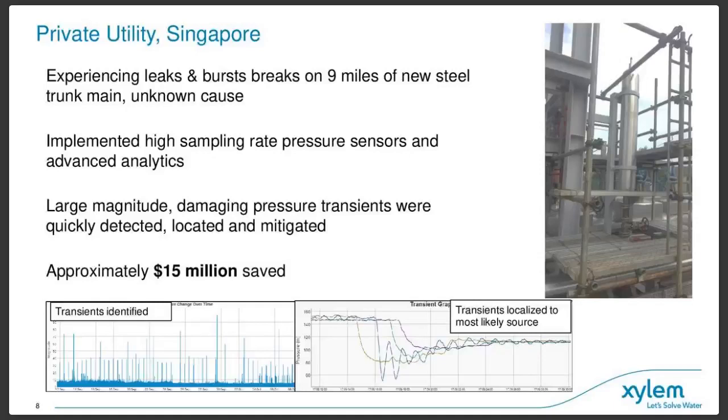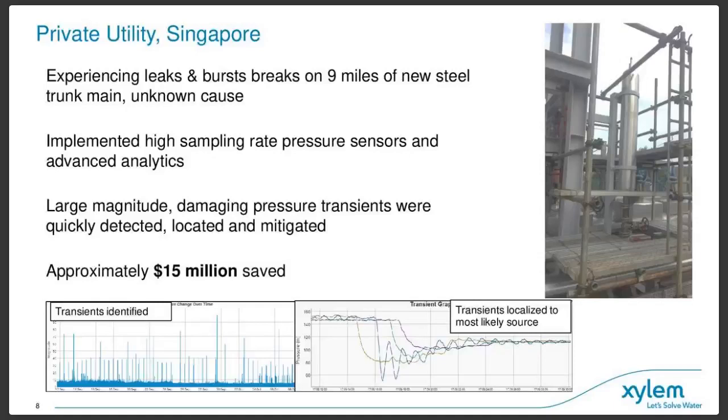They deployed a set of high sample rate pressure sensors to look for pressure surges, and then deployed a set of advanced analytics. And they were quickly able to see that there were operations and activities going on in the network that were causing severe stress on the pipe, large magnitude and frequent transients. Now that they could see that, they could track it back to the sources of these transients and take mitigating action and reduce the impact of these transients and any future ones.